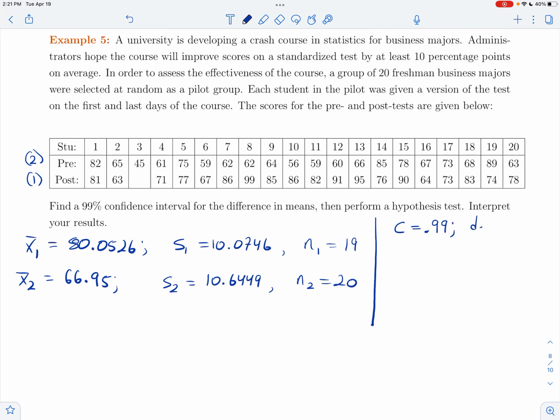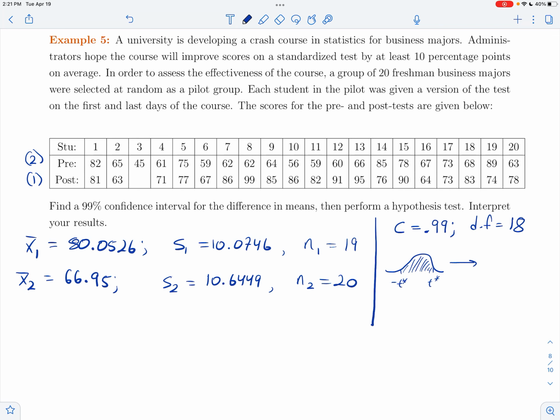I need my degrees of freedom. I know those are going to be what? The smallest of either 19 minus 1 or 20 minus 1. 19 minus 1 is 18. That's the small one. And I want 99% of the area in the middle between t star and minus t star. Your goal is to find t star.